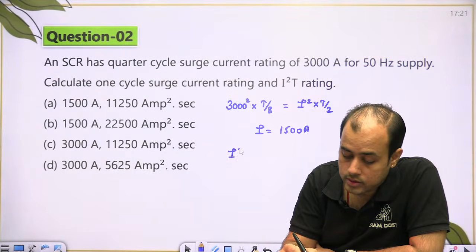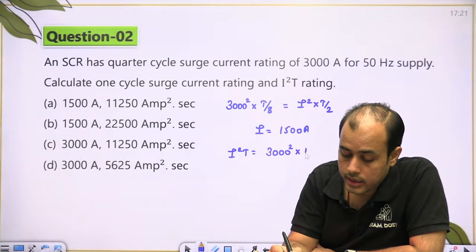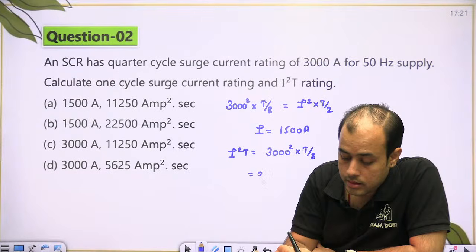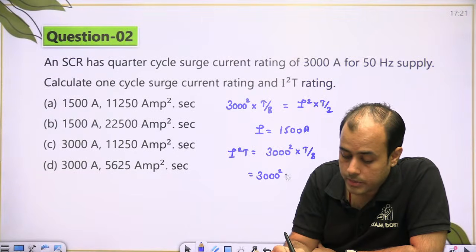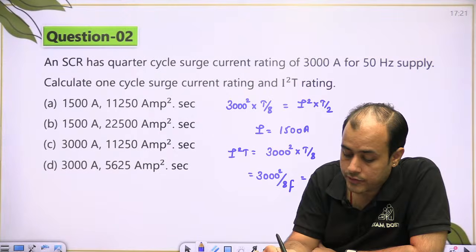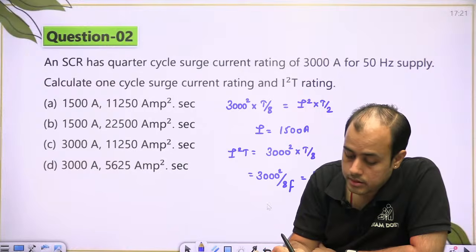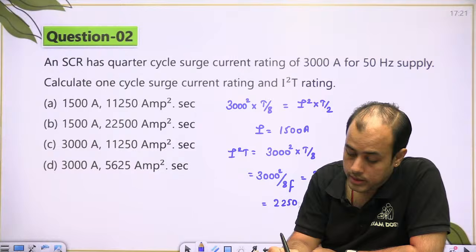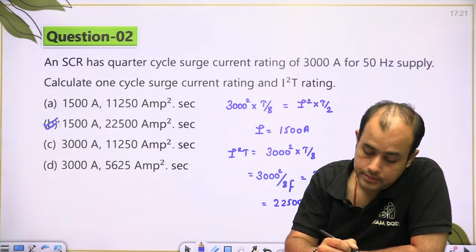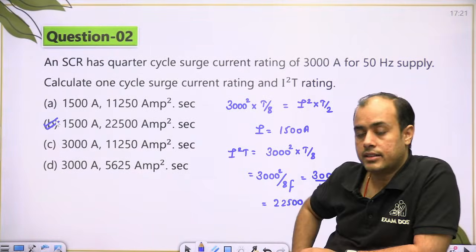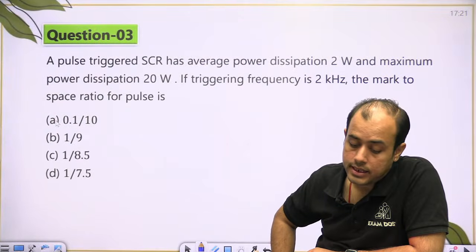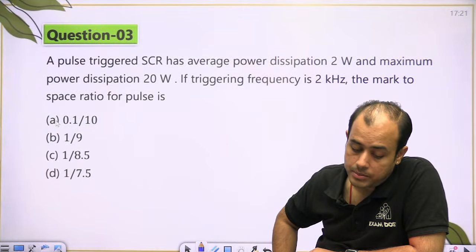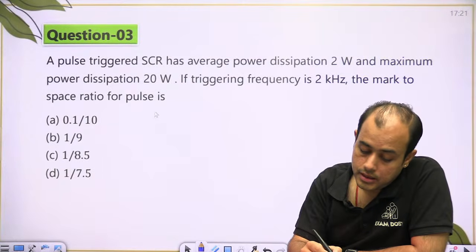And what about I square T? 3000 square into T by 8 or 3000 square by 8F. F is 50. So 3000 square by 400. 22,500. Okay. Pulse triggered SCR, average power dissipation, maximum power dissipation.